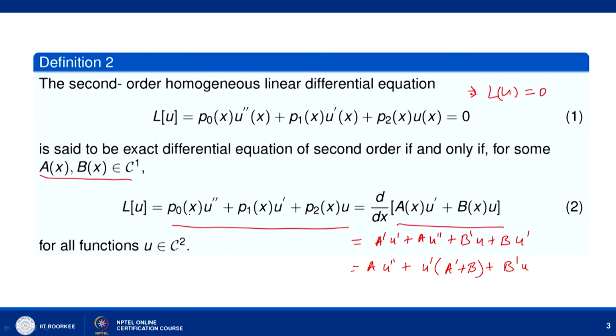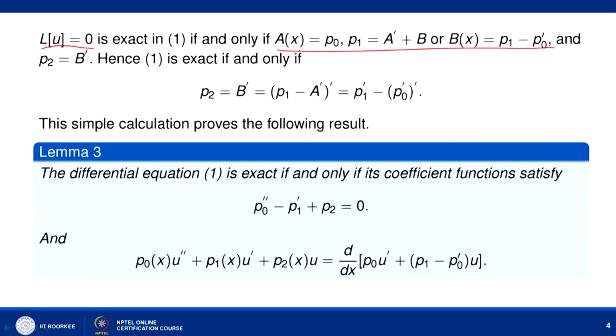So if we compare the coefficients, the coefficient of u double dash is a here, and here it is p naught x. So we can write p naught x is equal to a x. If you look at the coefficient of u dash, it is p1 x here, so p1 x is equal to a dash plus b, and p2 x is equal to b dash. By comparing, we can get the values of a and b: a x equal to p naught, and p1 is equal to a dash plus b, or we can simplify this to write that b is p1 minus p naught dash, and p2 equal to b dash.